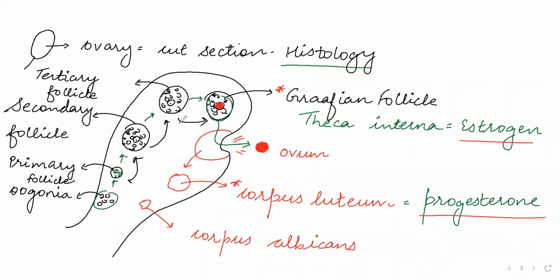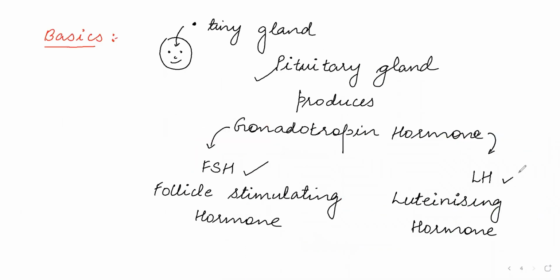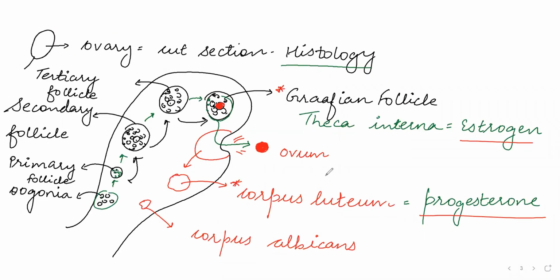All right, next. Then the other hormone on the list is LH. LH will come here on the corpus luteum. It will act on the corpus luteum and it will cause a release of this hormone which is called progesterone. Remember, LH is responsible for releasing progesterone.